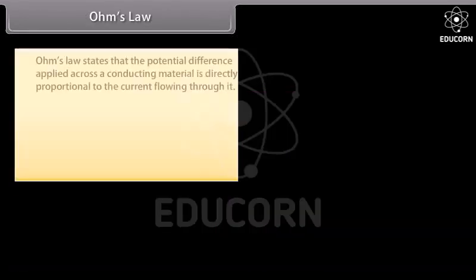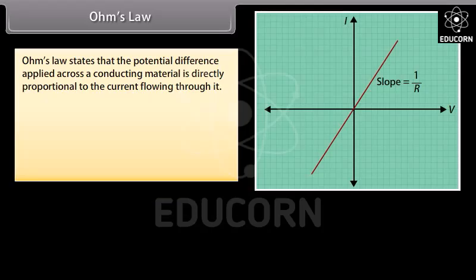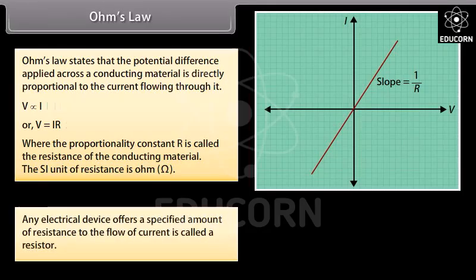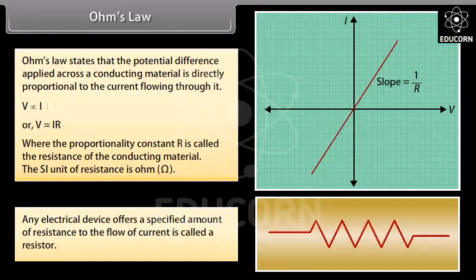Ohm's law. Ohm's law states that the potential difference applied across a conducting material is directly proportional to the current flowing through it. V is directly proportional to I, or V equals IR, where the proportionality constant R is called the resistance of the conducting material. The SI unit of resistance is ohm. Any electrical device that offers a specified amount of resistance to the flow of current is called a resistor. We represent a resistor by this symbol.